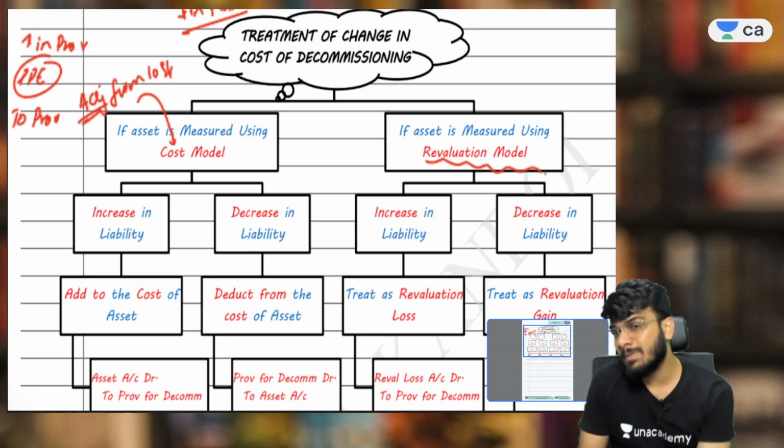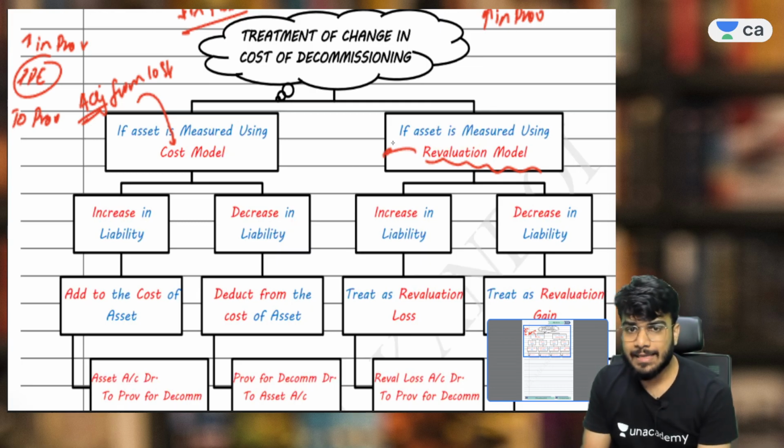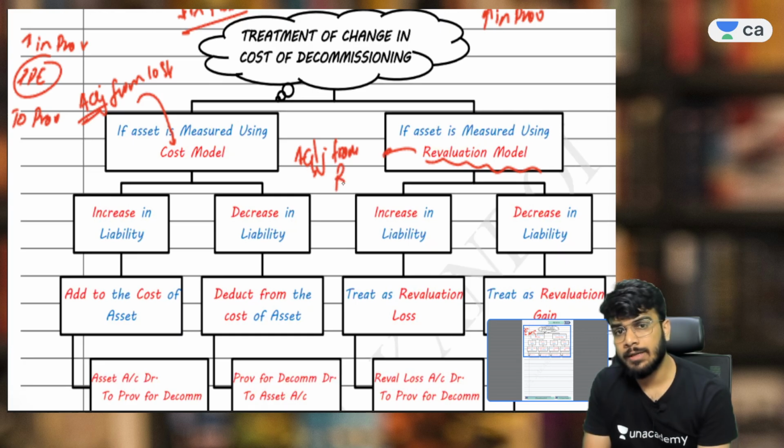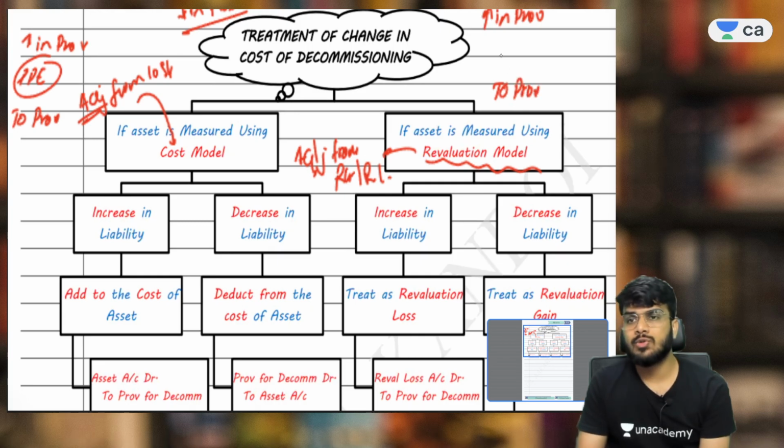Let's say the asset was being carried at revaluation model. If there is any increase in provision, what do you need to do? In this case, you need to adjust such increase or decrease from revaluation gain or revaluation loss. Let's say there is an increase in provision. That means your provision will be credited. So what will you debit? Debit all expenses and losses. That means revaluation loss will be debited.